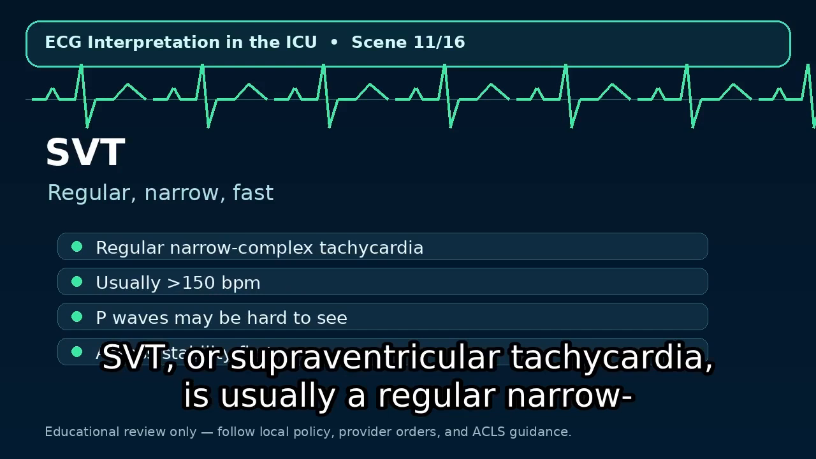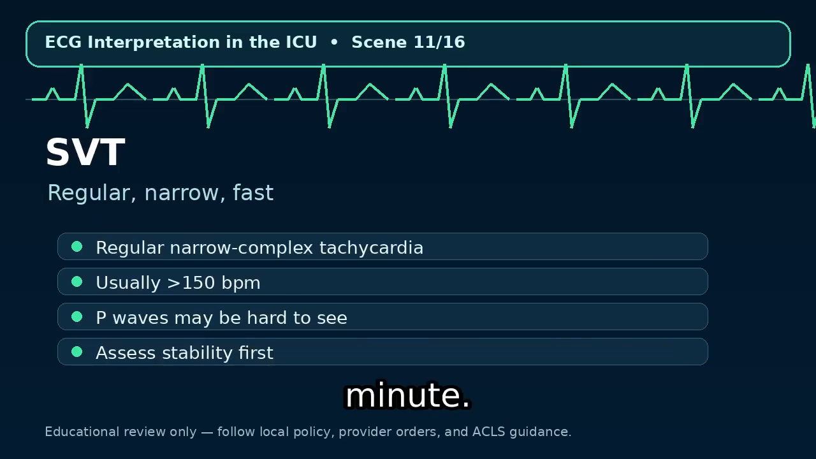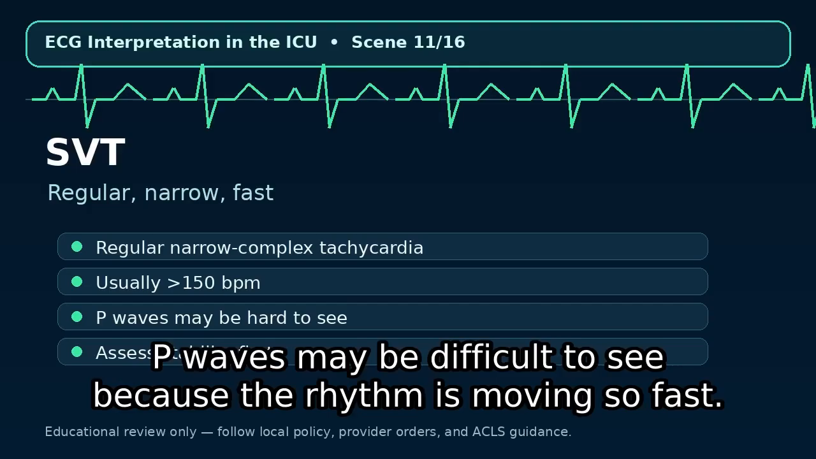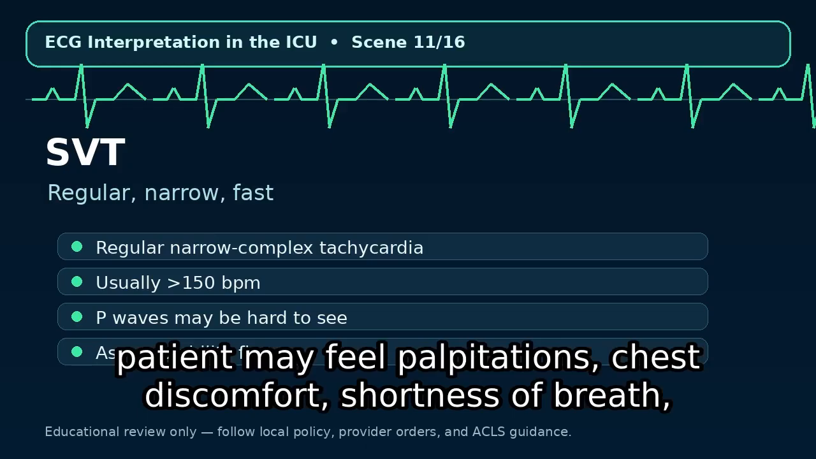SVT, or supraventricular tachycardia, is usually a regular, narrow complex tachycardia, often with a rate greater than 150 beats per minute. P waves may be difficult to see because the rhythm is moving so fast. At the bedside, SVT can look dramatic because the rate is high, and the patient may feel palpitations, chest discomfort, shortness of breath, dizziness, or anxiety.